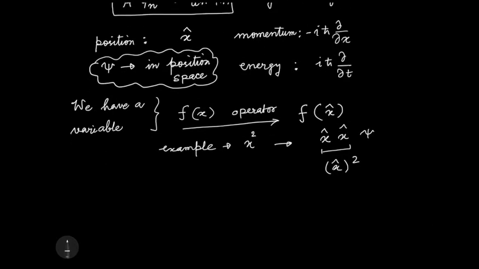Remember last time, another example, when we had p squared, we wrote this as minus i h cross del del x squared, which is minus h cross squared del 2 del x 2.